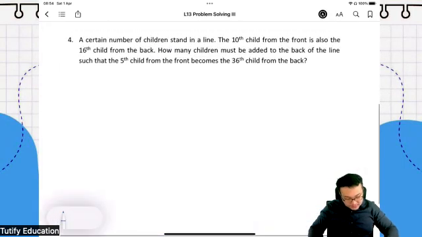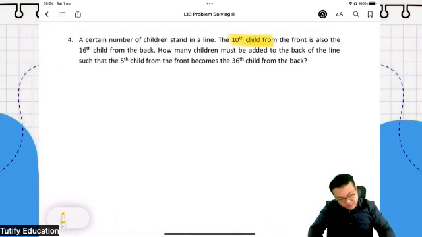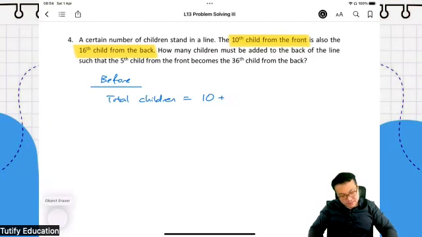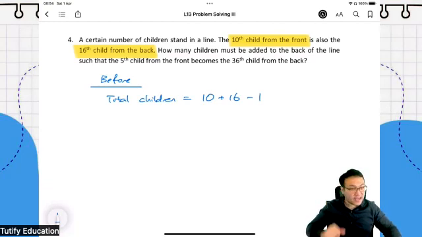Now there's this guy. He is actually the 10th from the front and the 16th from the back. Now, can you tell me what is the total number? Okay, this is before. Let's write before and after. Before, what is the total number of children in the queue? 25. Yes, 10 plus 16, but don't forget you must minus 1 because of Zach. Correct or not? So you have 25 students at first.